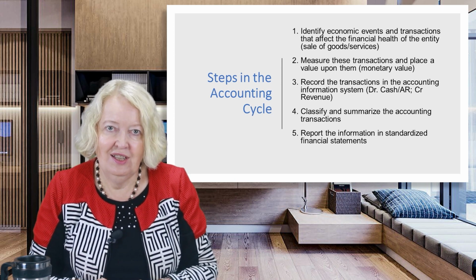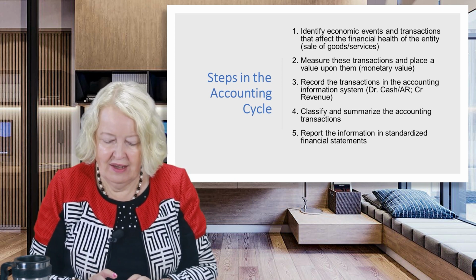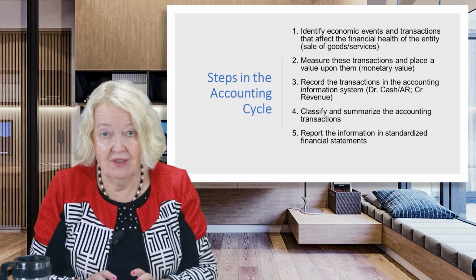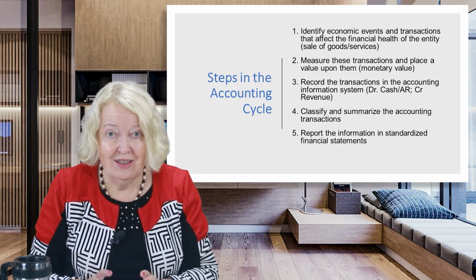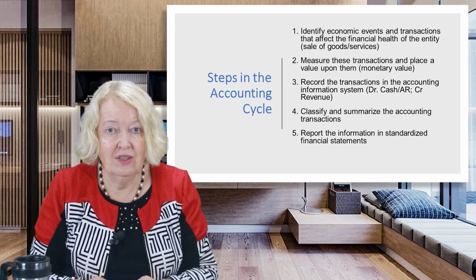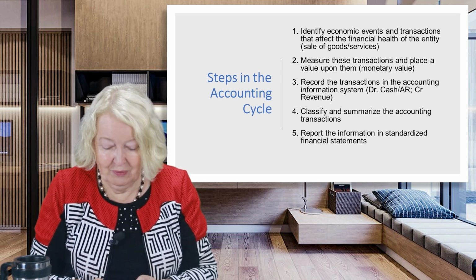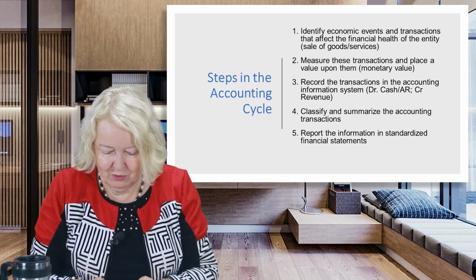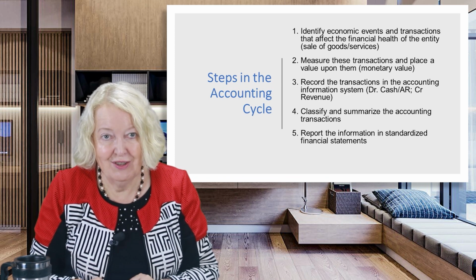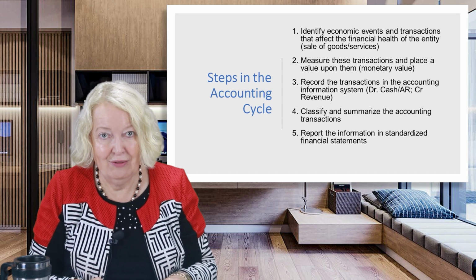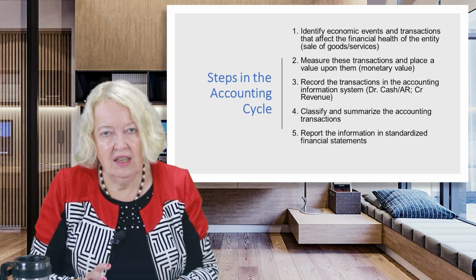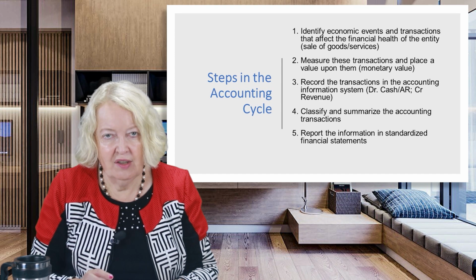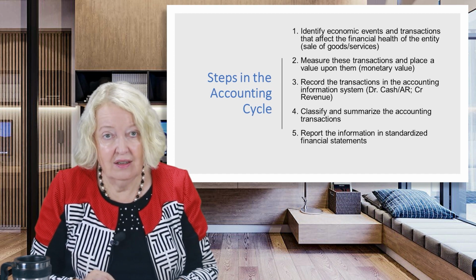So the basic steps in the accounting cycle. It starts off with an economic event and a transaction that impacts the financial health of the entity. So you could be making a sale of goods or services, and then you have to put a monetary value on this transaction. Then you record it. So in the case of a sale, if it's for cash, you would debit cash, or if it's on account, it would be accounts receivable, and the credit would be to revenue. That's just a quick little example of how every transaction has to have certain accounts debited and credited, and they all have to add up. They have to balance. And then, of course, at the end of the accounting period, at the end of the month, you would summarize all of these transactions, and then you get your financial reports.